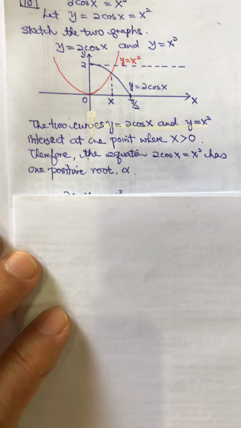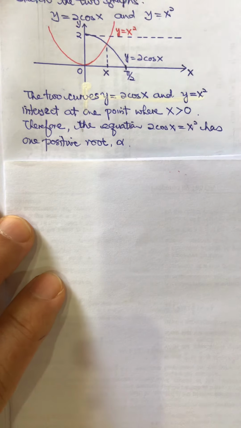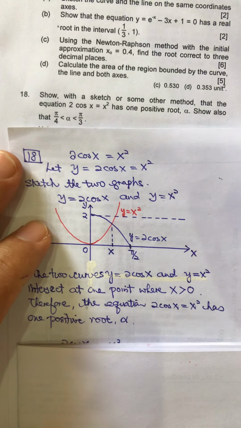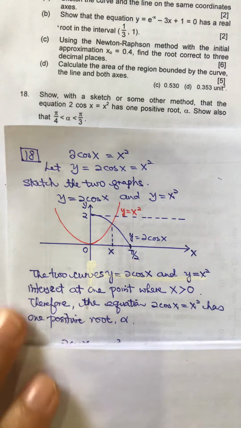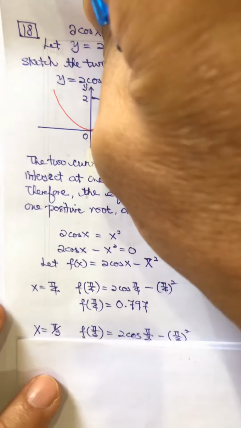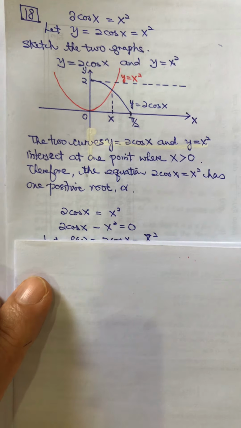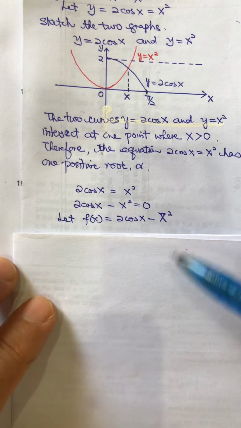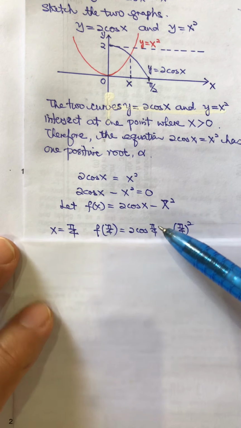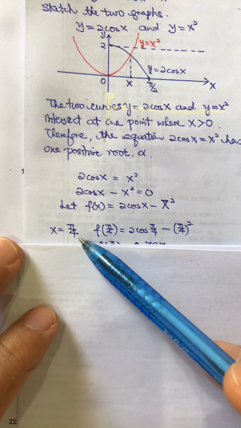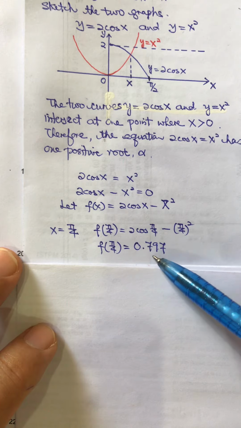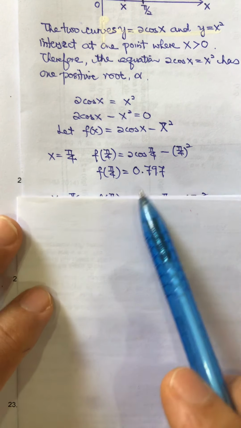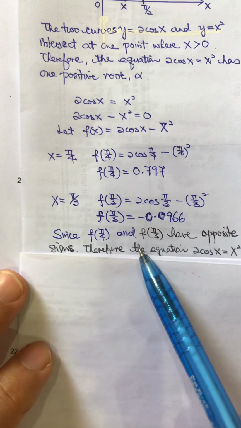Okay, then we are going to show that the root is between pi upon 4 and pi upon 3. Is it between pi upon 4 and pi upon 3? So same method. What we do here, we write it as a function. That means we look at it as a function, and then I substitute x equal to pi upon 4. I use a calculator, I will get 0.797. That means I will get positive. And then when I substitute this one, I will get negative.